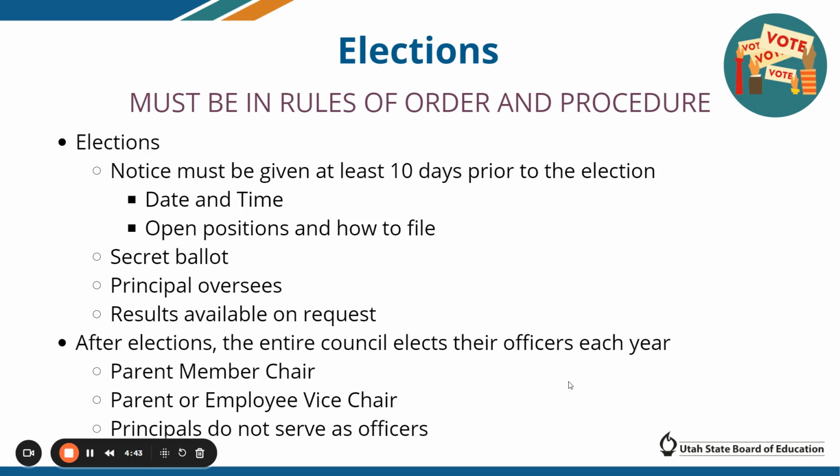After the election has taken place, the entire council elects its officers each year. The officers are the chair, who must be a parent member, and the vice chair, who can be a parent or school employee. Principals do not serve as officers. The council can determine if they would like additional officers, such as the secretary or treasurer, to be elected.